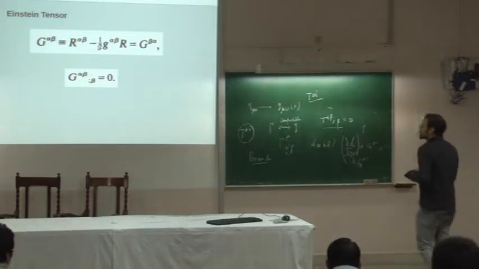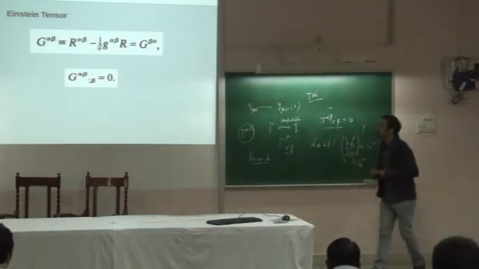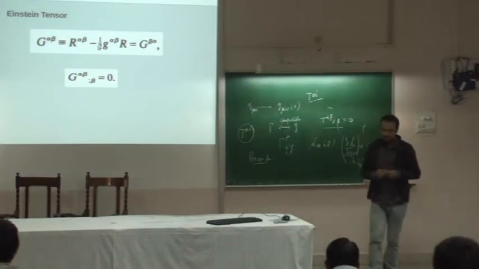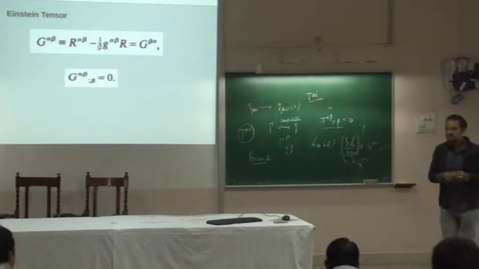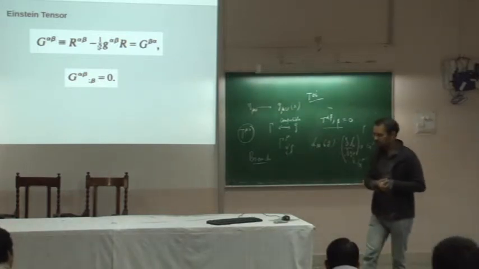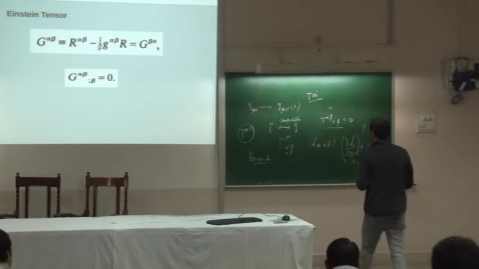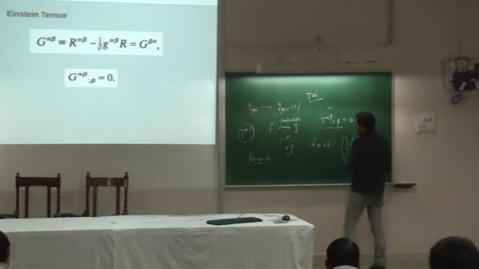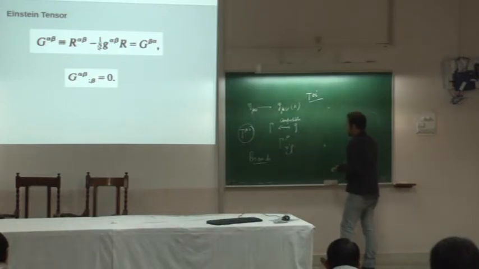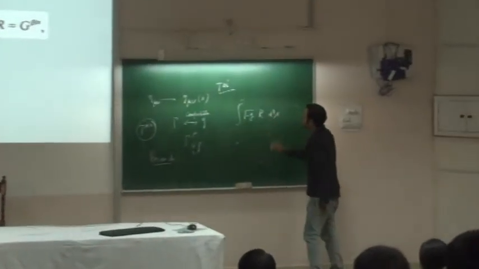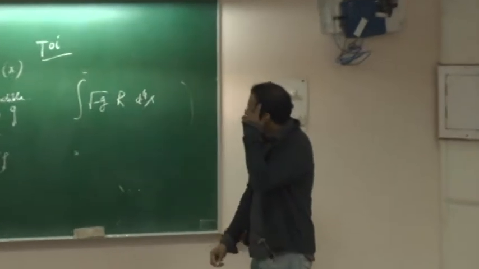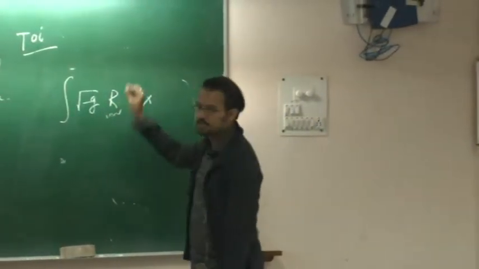So what kind of an action, or rather what kind of a Lagrangian would give rise to the corresponding geometric analog of an energy momentum tensor, and that is nothing but your, as we all know, it is this. So the action is basically root minus g R. The simplest scalar that you can have.